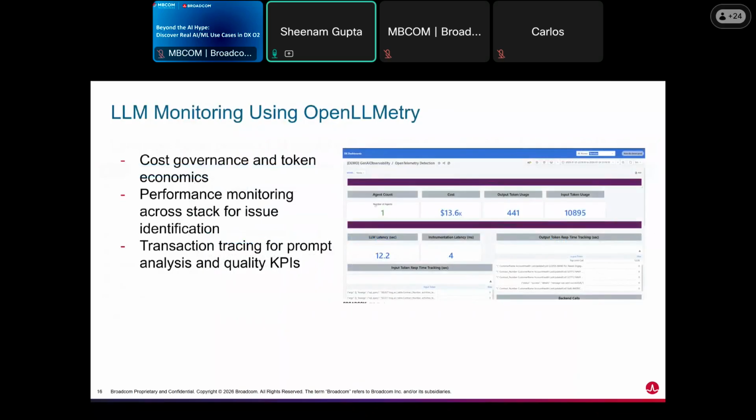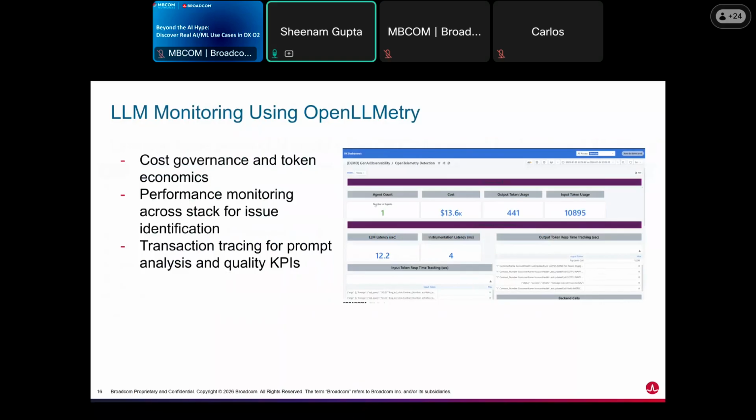LLM monitoring using OpenLLMetry. Like I mentioned, we have had OpenTelemetry out in production, GA'd for quite some time now. OpenTelemetry is one big area where we are investing heavily. We have also partnered in a couple of CNCF events. I think MBCom has also participated in the events that were conducted in India last year. So LLM monitoring is one of the key areas.